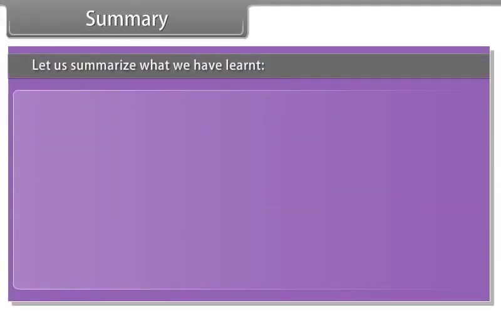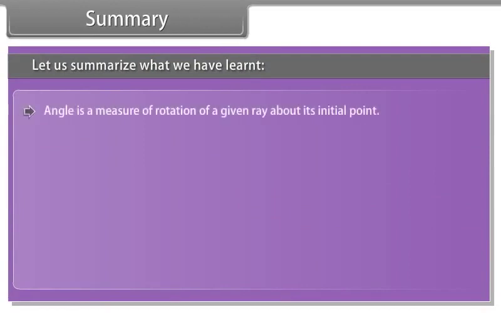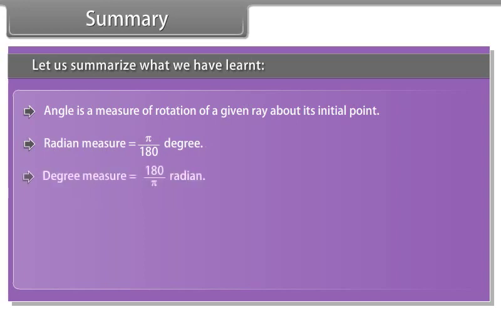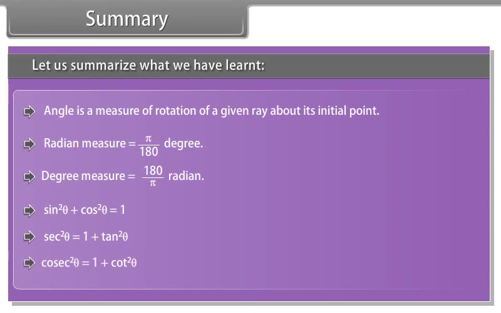Summary. Let us summarize what we have learned. Angle is a measure of rotation of a given ray about its initial point. Radian measure is equal to pi by 180 times degree measure. Degree measure is equal to 180 by pi times radian measure. Sine square theta plus cos square theta is equal to 1. Sec square theta is equal to 1 plus tan square theta. Cosec square theta is equal to 1 plus cot square theta.